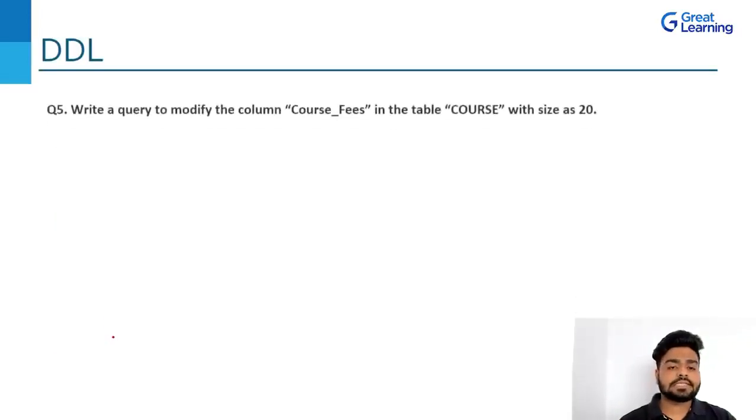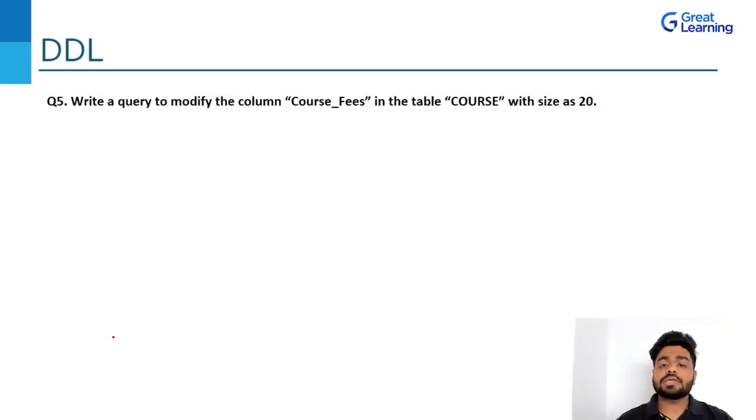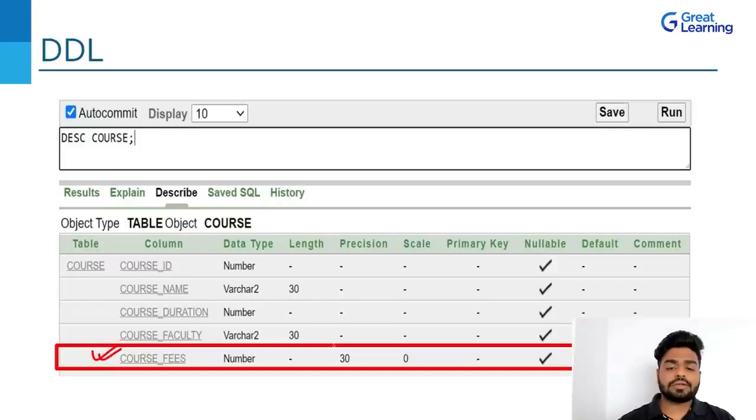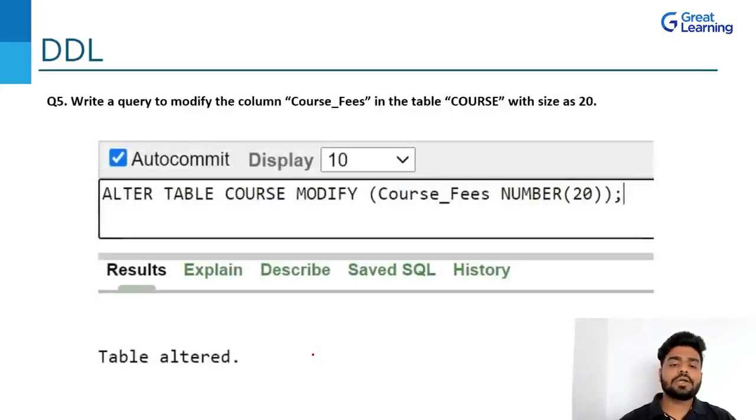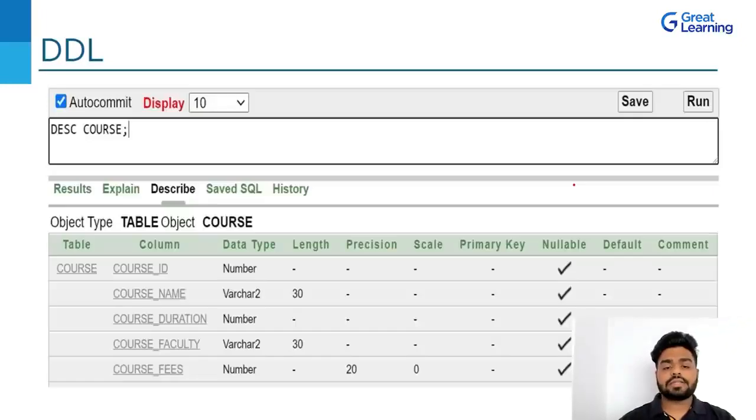Okay. Now let's see the next question. Write a query to modify the column course fees in the table course with size as 20. Now if you look here, the size here is 30, right? And this particular column is already there in the table. Now what I want to do is edit this particular column. I want to alter something in this column. So I want to modify the column and I want to write the precision to be 20, not 30. So alter table course modify course fees number 20. Instead of 30, I've written 20. And you can see that it is now changed to 20, right?